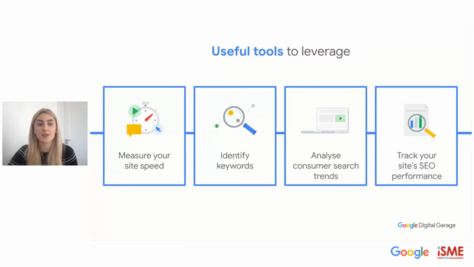And then next, analyzing consumer search trends. So Google Trends is a tool available at no charge that analyzes the popularity of top search queries in Google search across various regions and languages. The website uses graphs to compare the search volume of different queries over time.